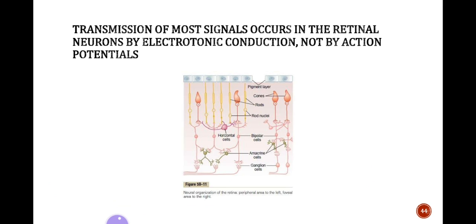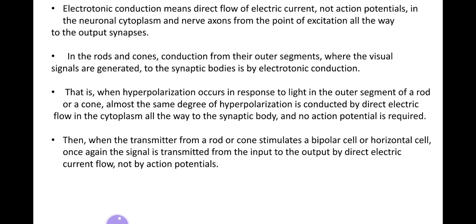How do most signals pass in the retinal neurons? They pass by electrotonic conduction, but in the ganglionic cells action potentials take place. What is electrotonic conduction? It means direct flow of electric current in the neural cytoplasm in nerve axons from the point of excitation all the way to the output signals, synapses. In the rods and cones, conduction from the outer segment where the visual signals are actually generated to the synaptic bodies is by electrotonic conduction.